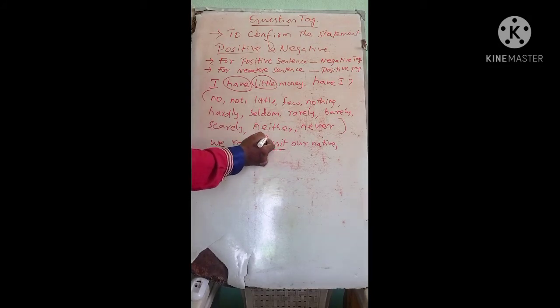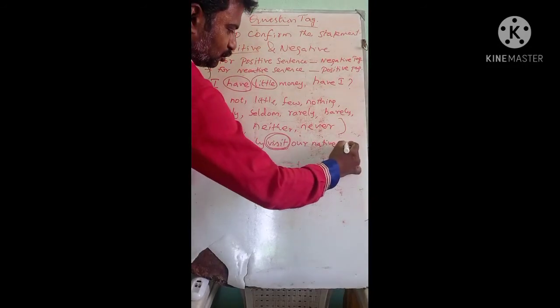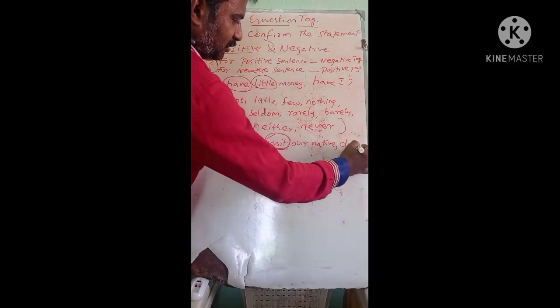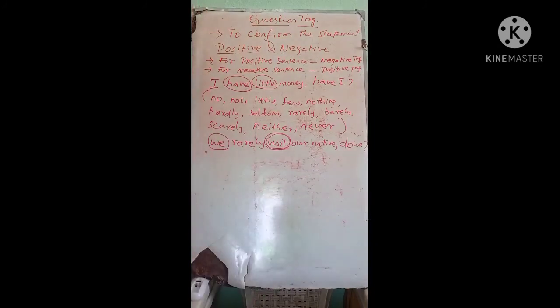So visit is the main verb. We visit: the verb does not end with any s or es or ed. So this is a simple present tense. What subject? We. So we should use do. What's the pronoun? We. Do we. That's the answer.